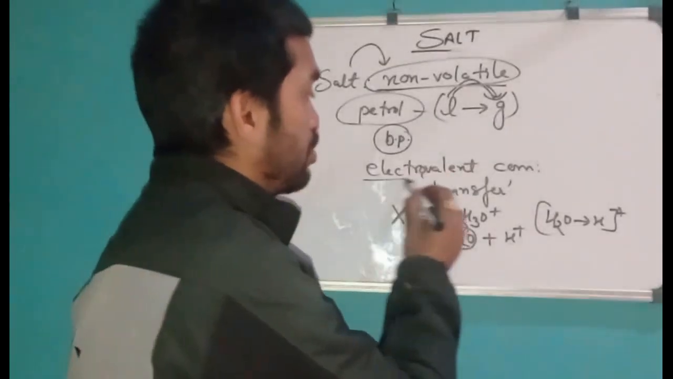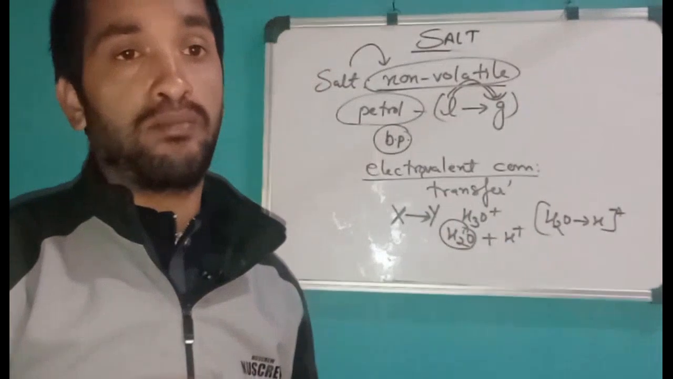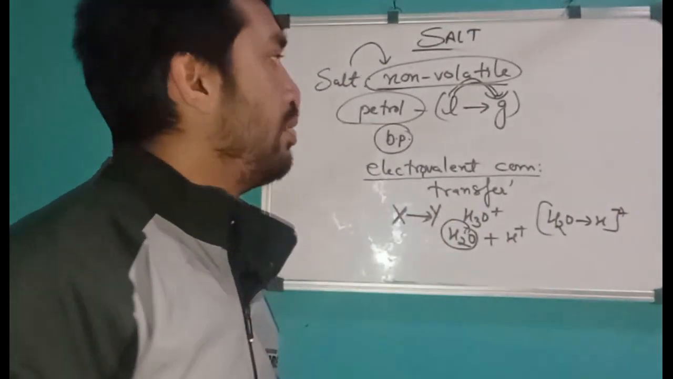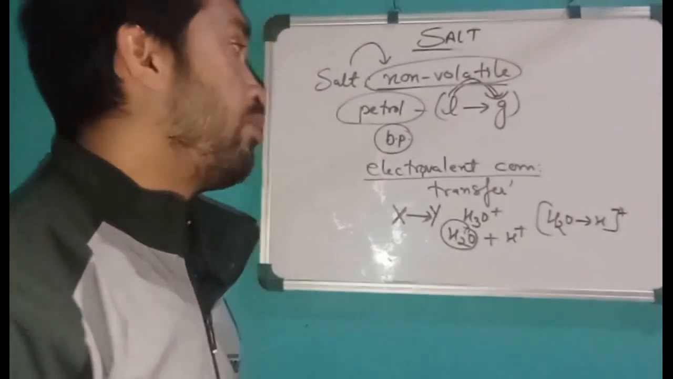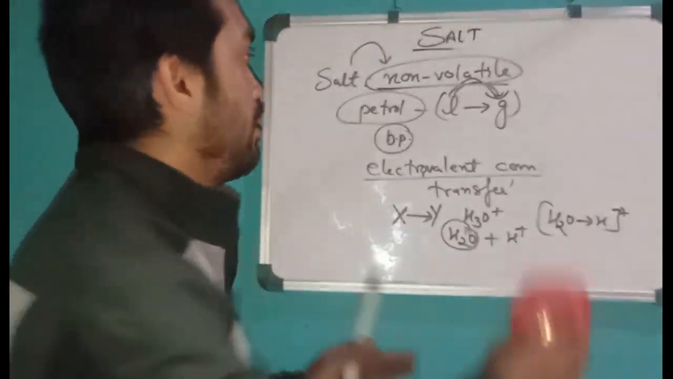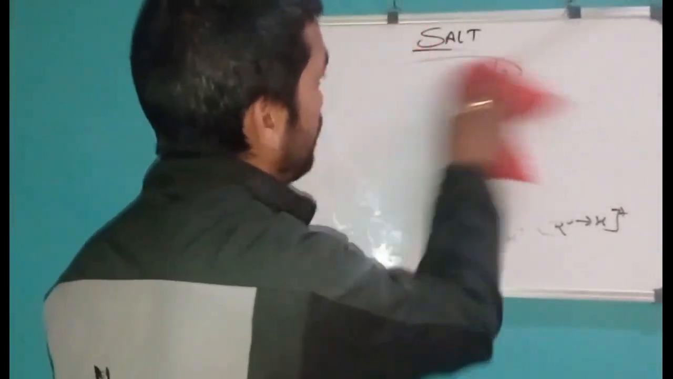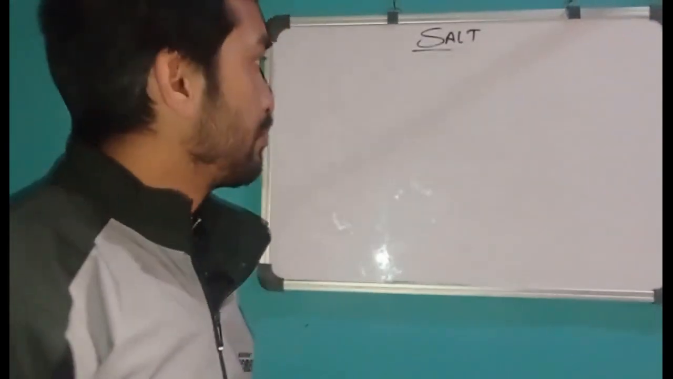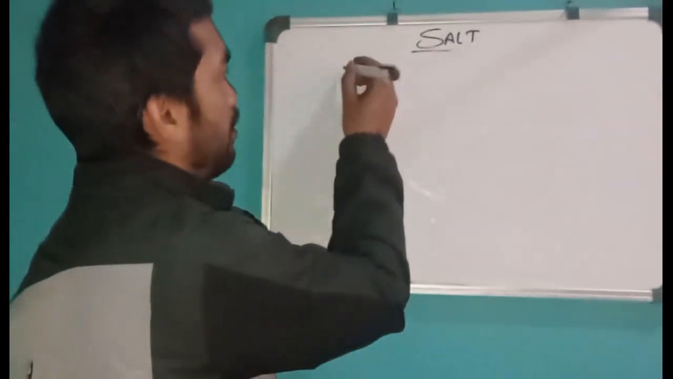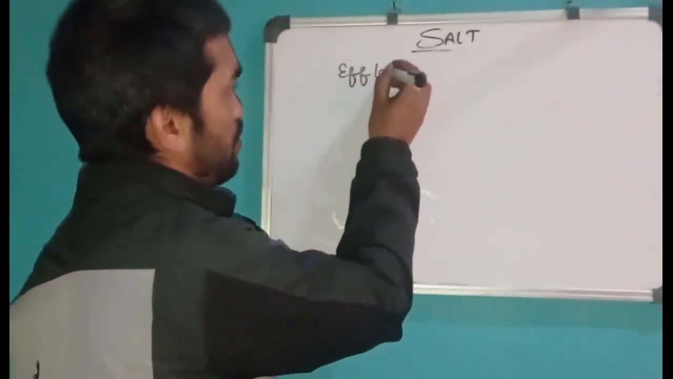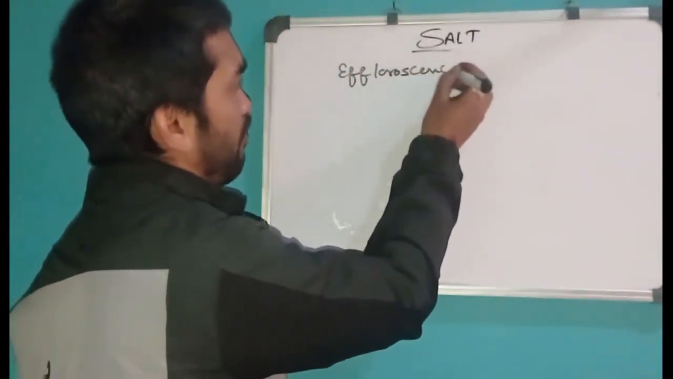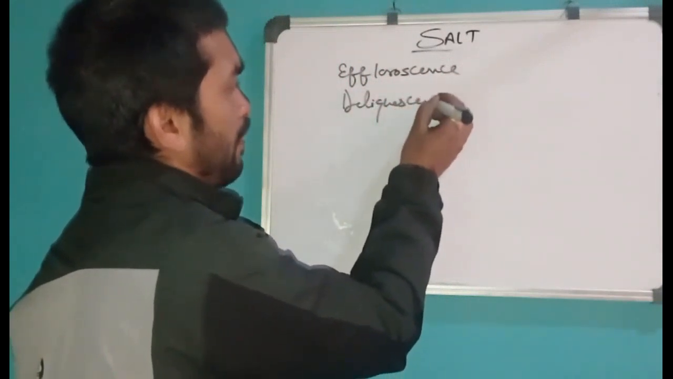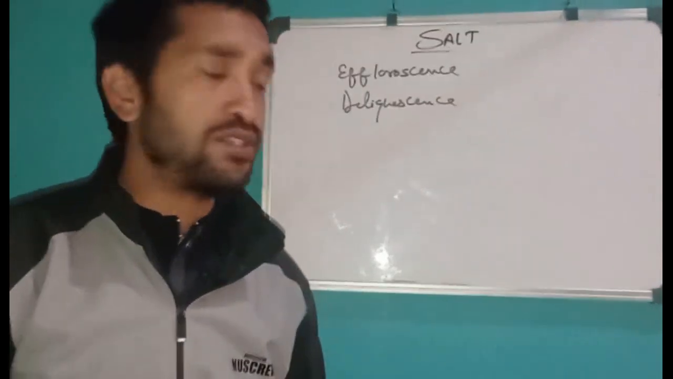So salts go for electrovalent bonding, meaning transfer of electrons takes place in salt formation. Now another important property of salt is its deliquescent and efflorescence nature. Efflorescence you have already studied. Efflorescence and deliquescence. Very easy part. What is efflorescence?